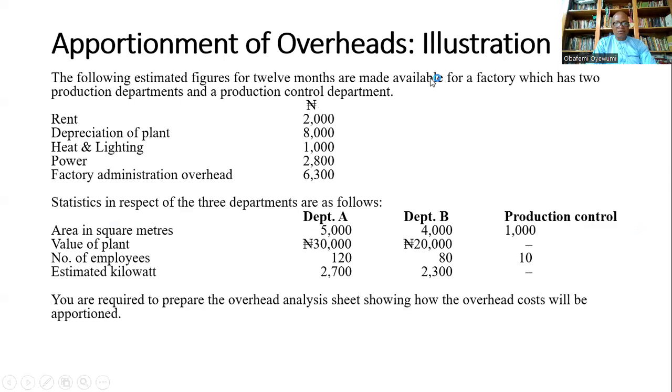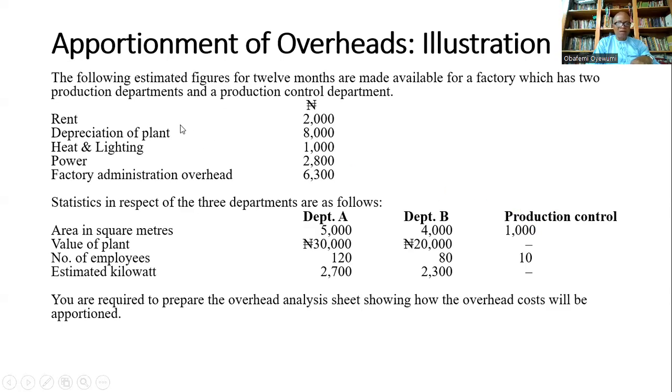Okay, we said that the following estimated figures for 12 months are made available for a factory which has two production departments and a production control department. So there are two production departments, A and B, and then we have production control. This is a service center, or service cost center.